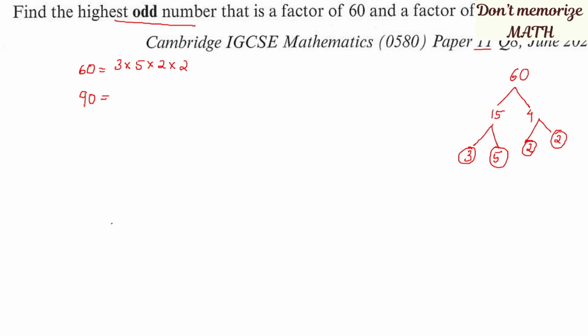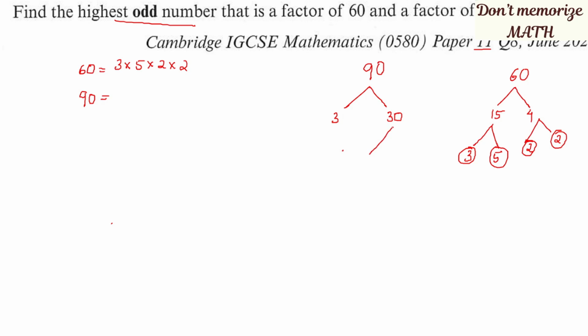Now you can write 90 also in the same way. Anyway you can split it, 9 times 10 or 3 times 30. I am splitting it here as 3 times 30, which is 90, right? 3 is a prime number, so you cannot split it again. You can just split it as 3 times 1, and that is the same. That's why 3 is a prime number.